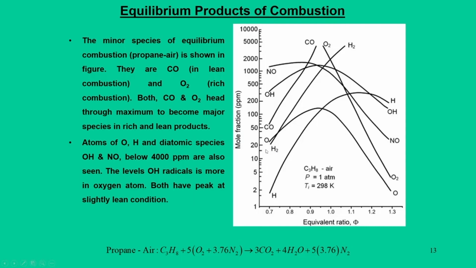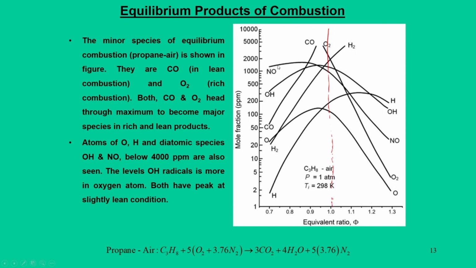Now, let us understand what minor species pop in. In general, minor species can be in the form of oxygen atom, hydrogen atom, OH, NO, all of which can form, and all of them are plotted with respect to mole fractions. If you drop a vertical at equivalence ratio 1, we can get a lot of information. With respect to this reference, let us start one by one.